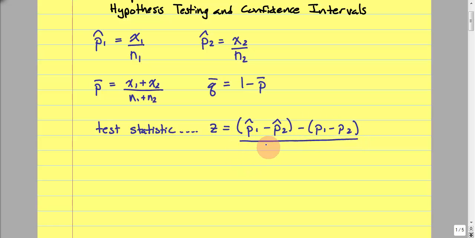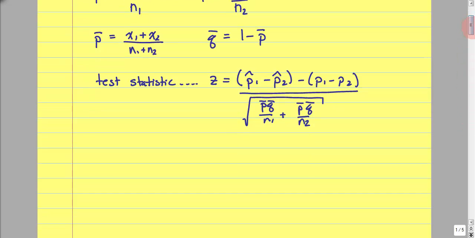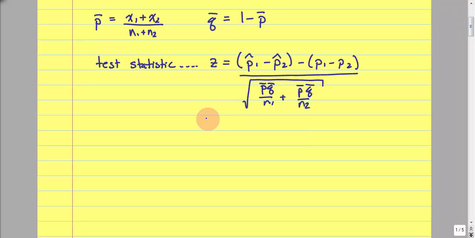And then we have this huge denominator. This is going to be p bar q bar over n1 plus p bar q bar over n2, and all of this, including the denominators, is under the square root sign. So that's the test statistic that we'll be using when we have hypothesis testing. Now the way we find the p-value and everything, none of that has changed.